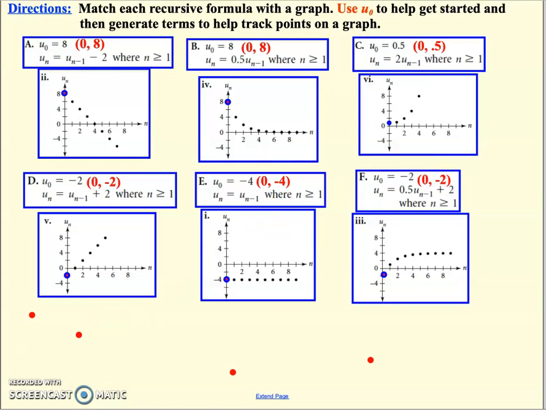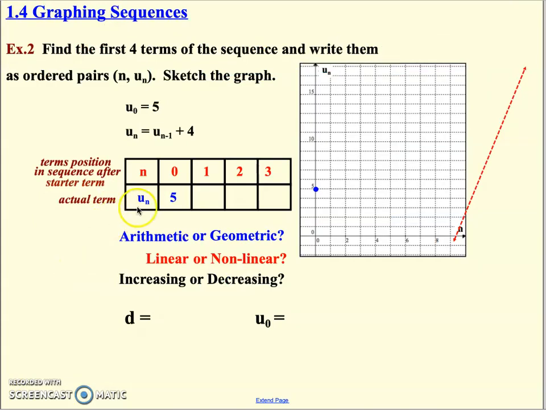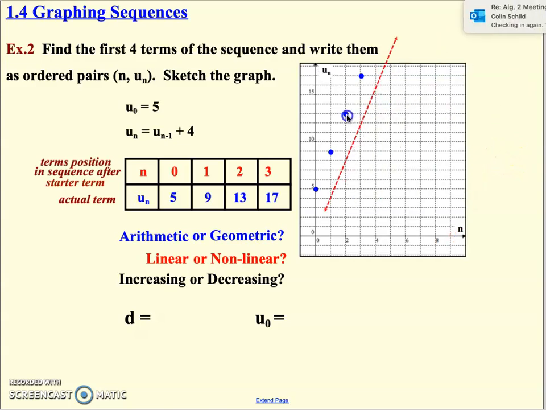Okay, let's do one more individual graph. Actually, we'll do two. We'll look at the arithmetic and the geometric, one more comparison. So we're going to generate a table, in other words, a set of coordinates. We've got u sub 0, or a y-intercept, of 5, and there it is plotted. Our rule says add 4 to the previous term, so we start adding 4 and plotting. So 5 plus 4 is 9, 9 plus 4 is 13, 13 plus 4 is 17, and my points match. Is it linear? Absolutely.